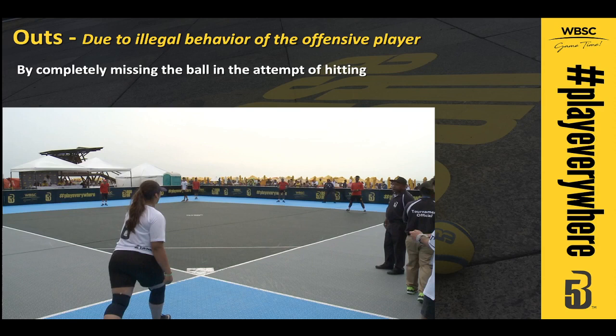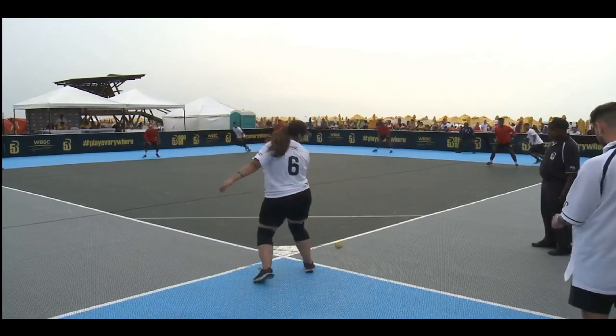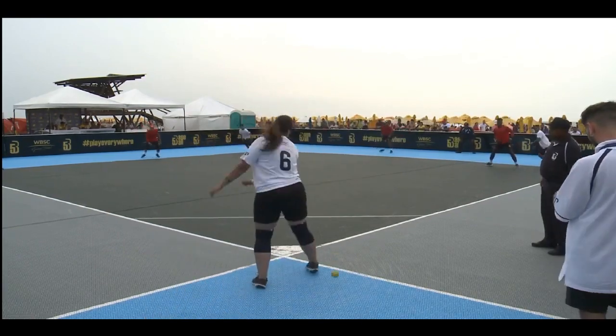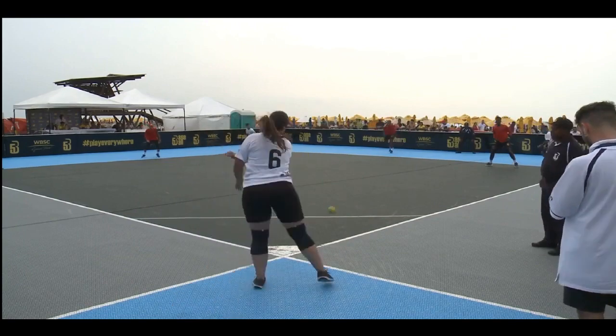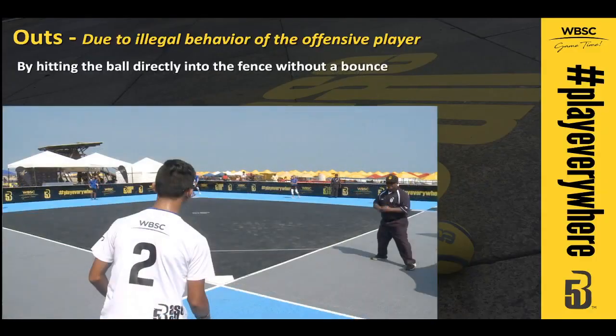Here, it's pretty straightforward. The batter misses the ball in the attempt of hitting. Swing and a miss in baseball is a strike. Swing and a miss in baseball 5 is an out. And we won't watch that too many more times.